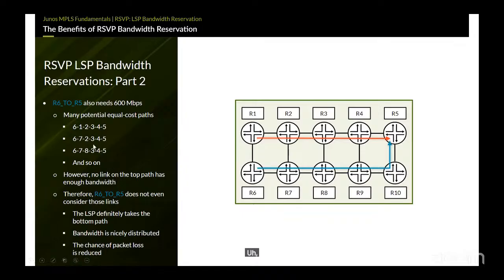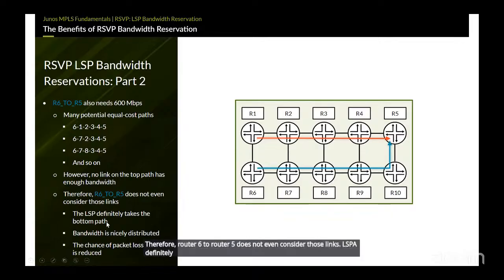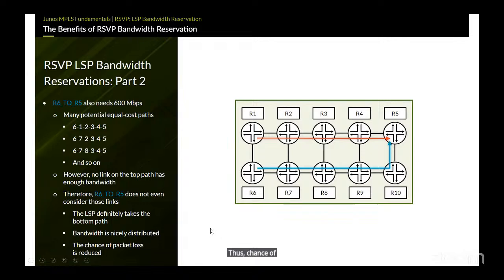This is the available or possible path. Therefore, router 6 to router 5 does not even consider those links. LSP definitely takes the bottom path. Bandwidth is nicely distributed. The chance of packet loss is reduced. So, you create multiple LSPs to utilize both links. Underutilized links and overutilized links are both balanced, traffic balancing.